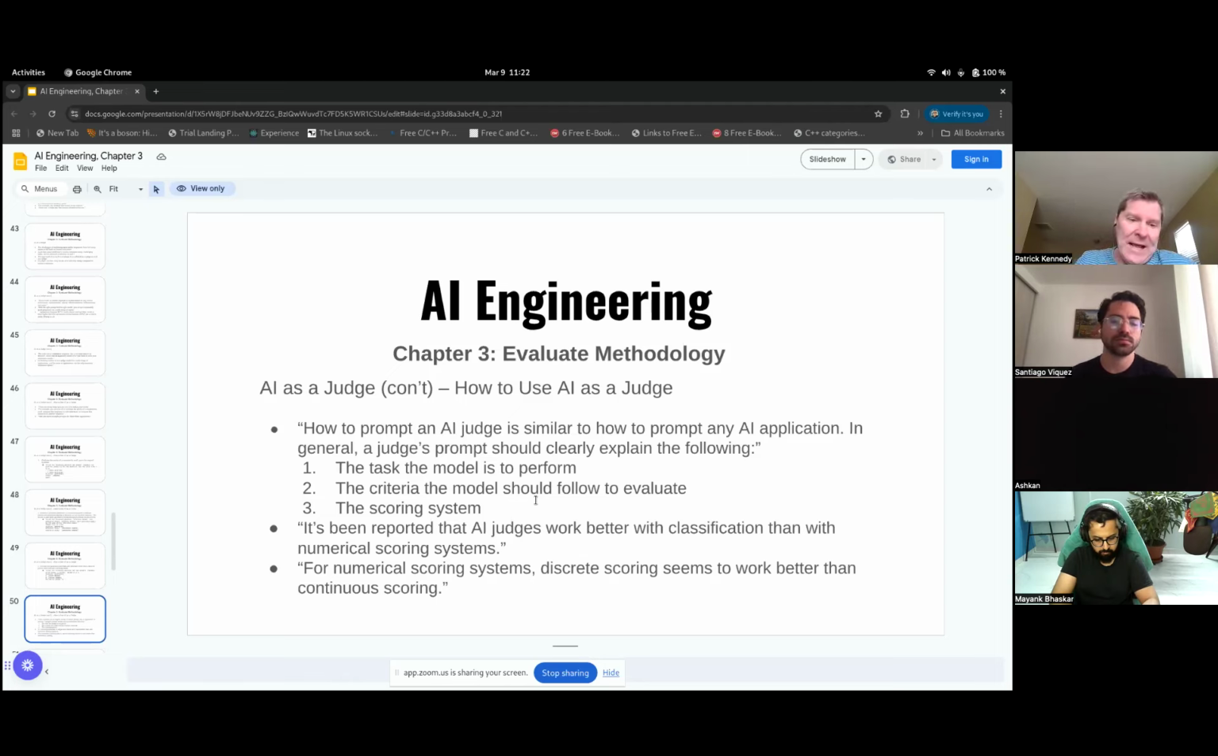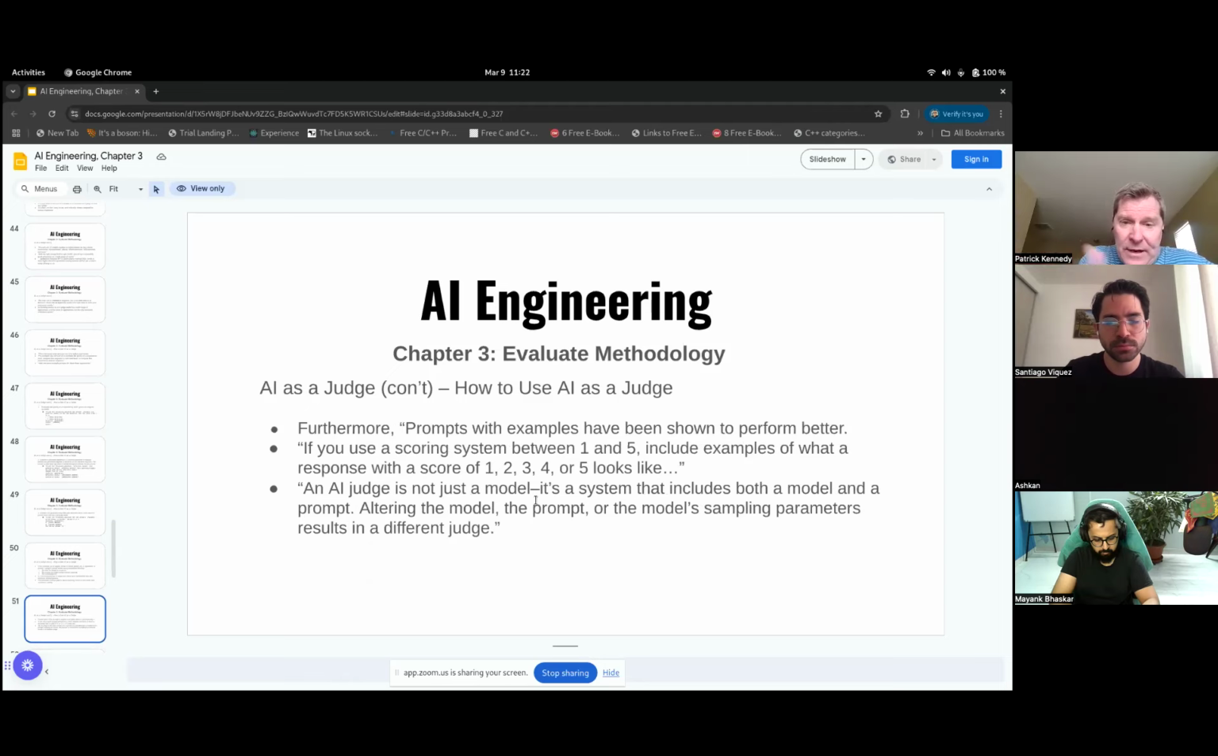So we could get into the last 2 bullet points, but you get the idea. And it's very easy to follow this. So here, furthermore, prompts with examples have been shown to perform better. So this is helping you make the prompts better for whatever you need to do.